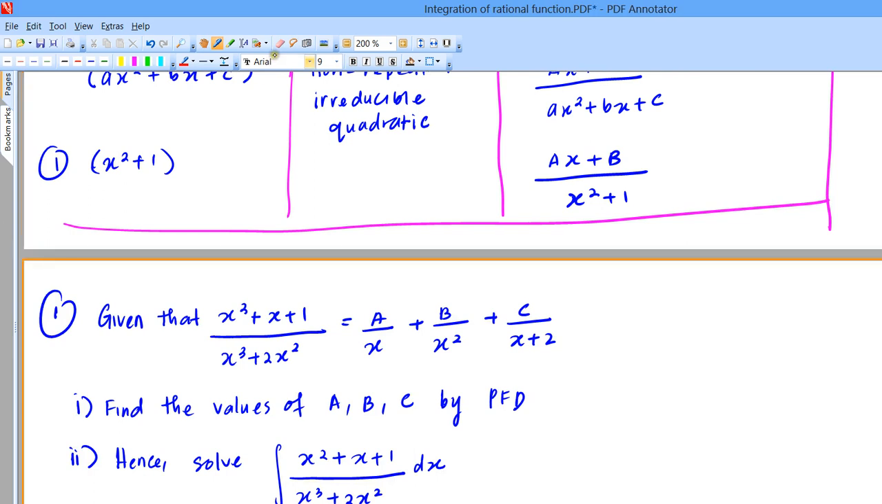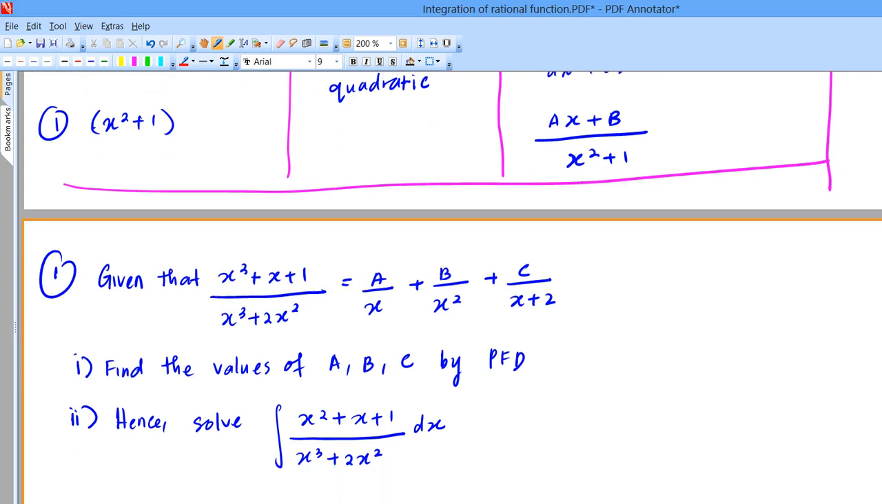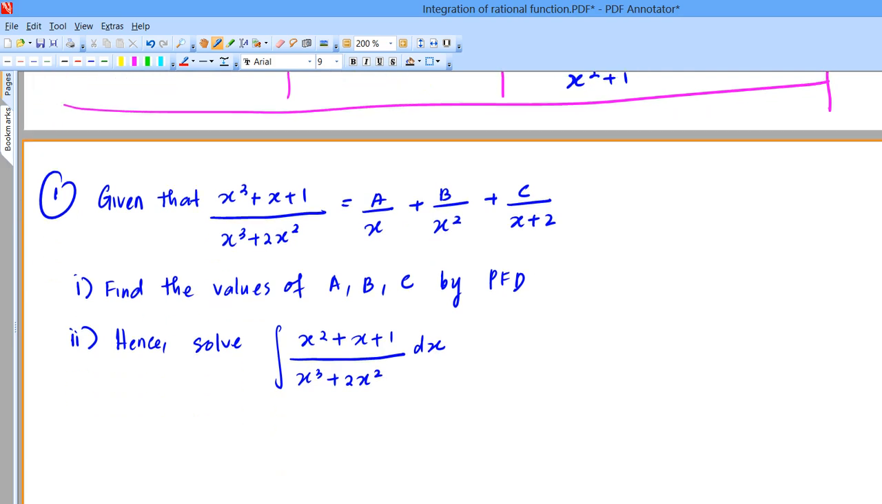Okay, next we move to first example. Given that (x² + x + 1)/(x³ + 2x²) equals a/x + b/x² + c/(x + 2). One, find the values of a, b and c by PFD, and then two, integrate (x² + x + 1)/(x³ + 2x²) dx.